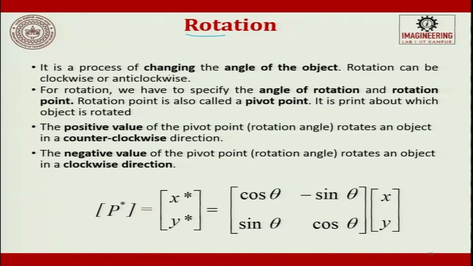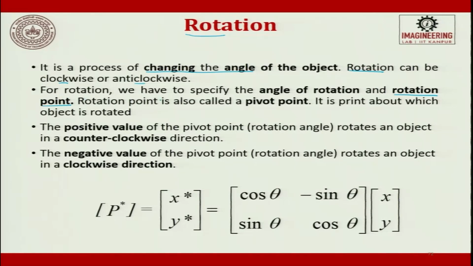Rotation transformation is a process of changing the angle of the object. The rotation can happen clockwise or anti-clockwise or counterclockwise. For rotation, we have to specify the angle of rotation and rotation point. You are trying to rotate about what? For example, Earth goes around itself in an axis, Earth goes around the Sun in its path. So, these two rotations are different. So, the important point to notice, rotation about what is important.